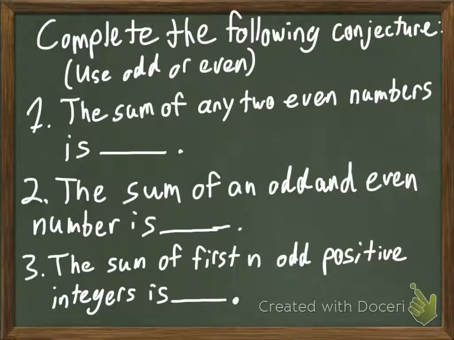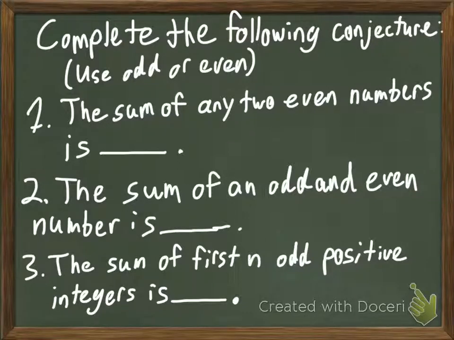Next, let's complete the following conjectures using the words odd or even. So any of our answers is going to be just odd or even. So we're talking about numbers here. And again, please feel free to stop the video to try these on your own. So the sum of any two even numbers is blank.